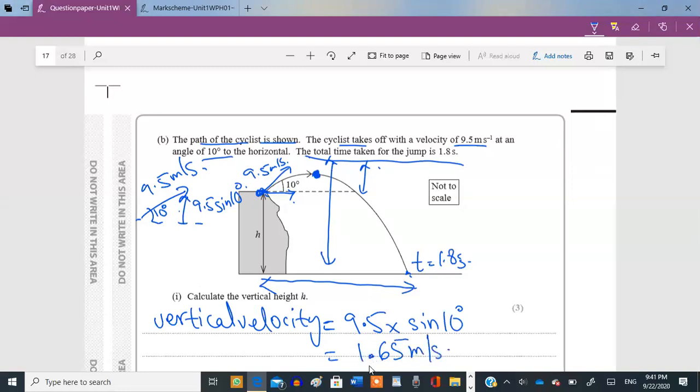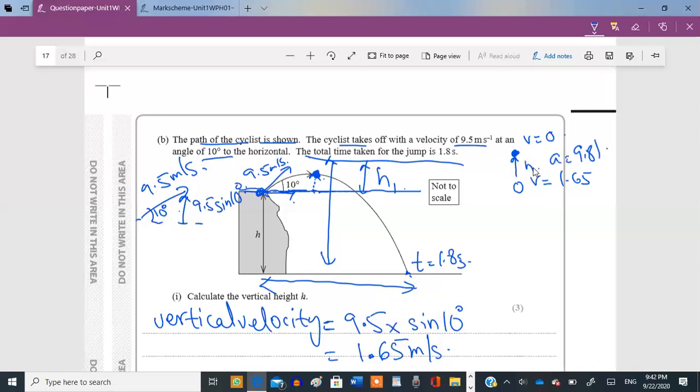We have the vertical velocity now. You need to calculate this height. Let me call this height h1. Basically, the cyclist reaches the maximum height above the top of the hill, from this dotted line, and this height needs to be calculated. You have the initial velocity, which is 1.65. You know that the final velocity is going to be 0, and the acceleration is 9.81.